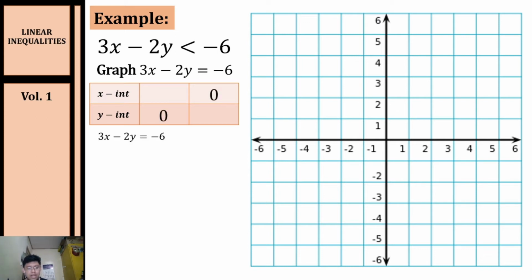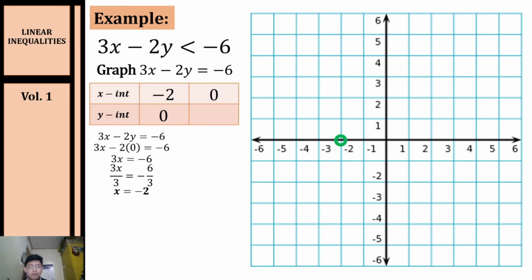Let's solve for the x-intercept by changing the variable y to 0. Let's solve for the value of x. We will have 3x is equal to negative 6. Divide both sides by 3. x is equal to negative 2. So our x-intercept will be located at (-2, 0). We will use an open circle in plotting our points because our inequality symbol is less than.